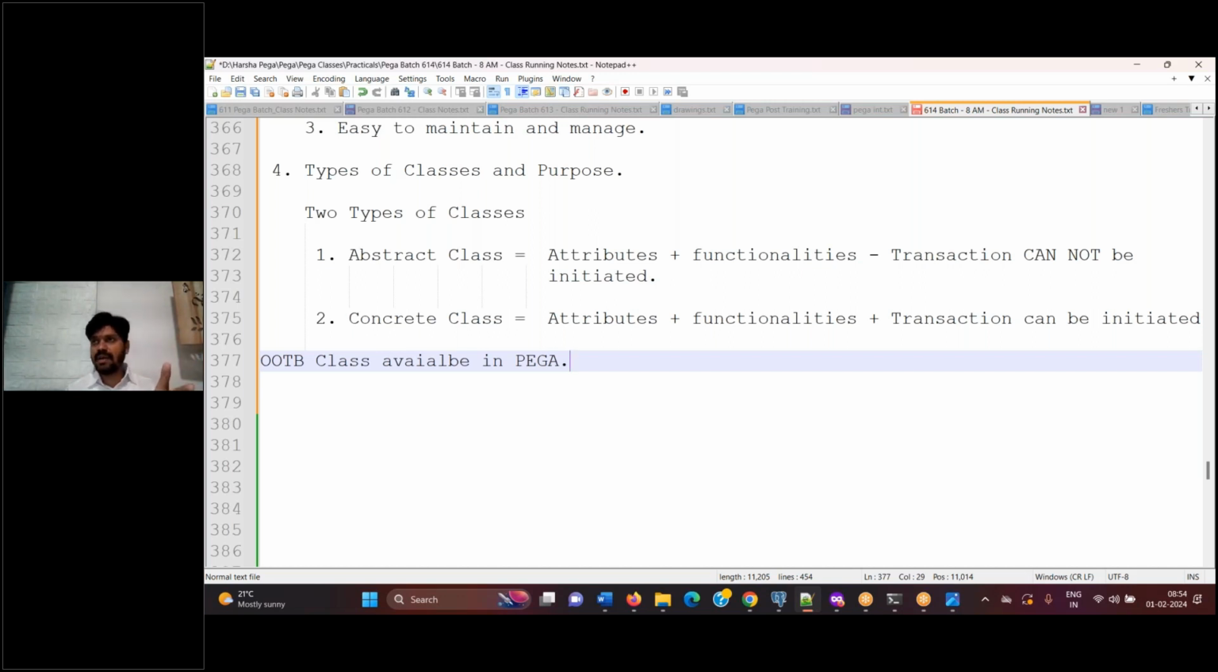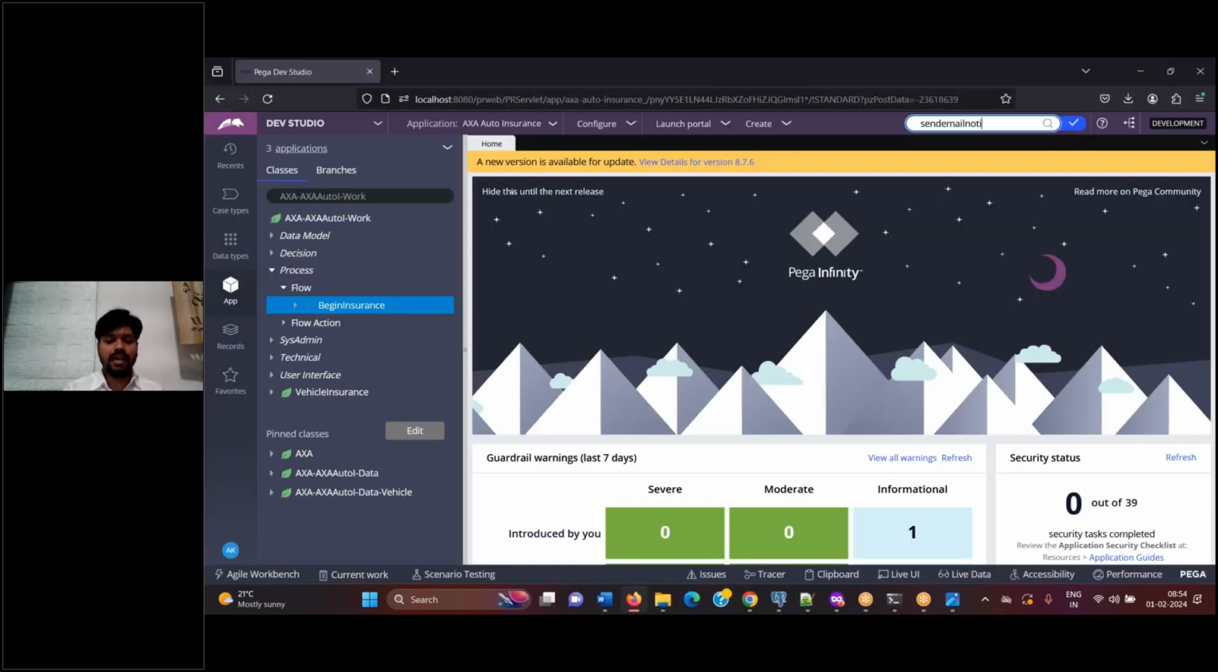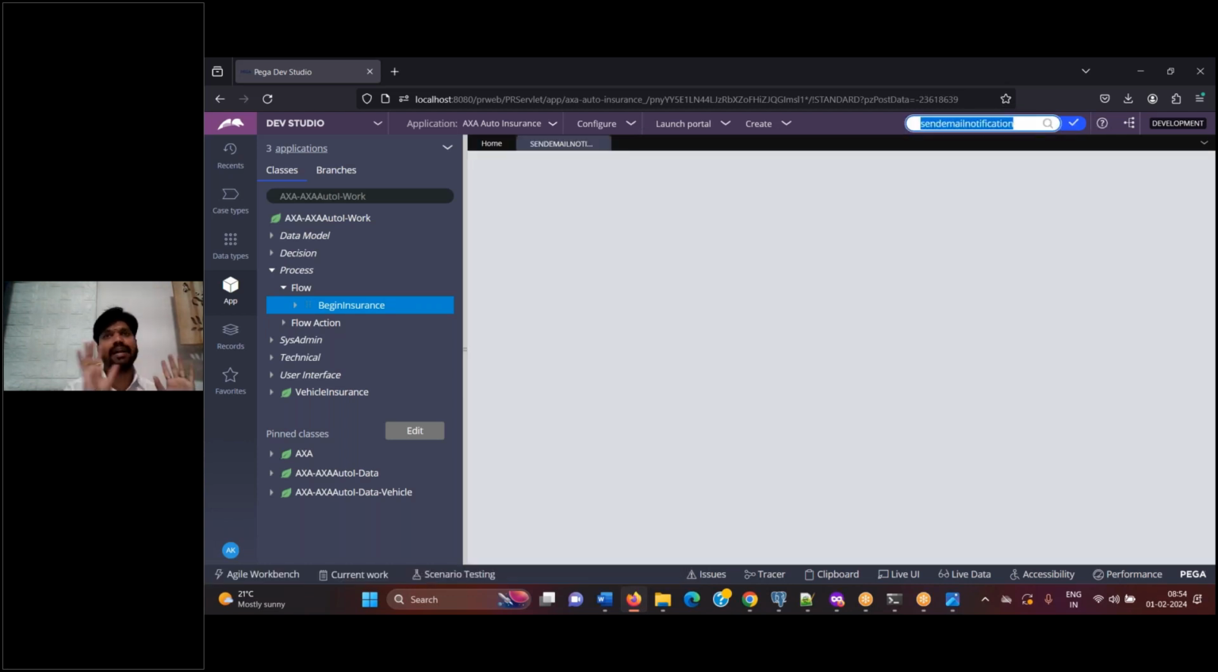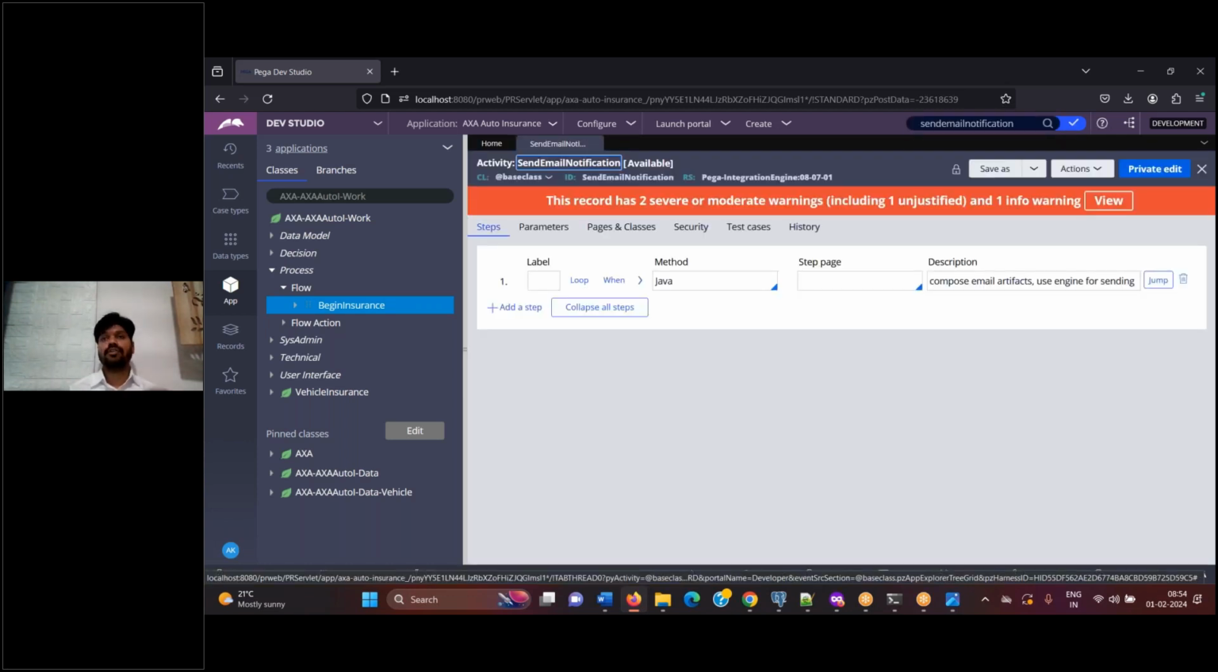Pega Rules Process Commander has one predefined application which contains predefined functionalities. What is the name of that application? Pega Platform. Right? The Pega Platform application contains predefined functionalities. That's what we discussed now. I have shown you one functional component, send email notification. I am always showing you this because you can easily understand it by name. This functional component is there in the Pega Platform application.